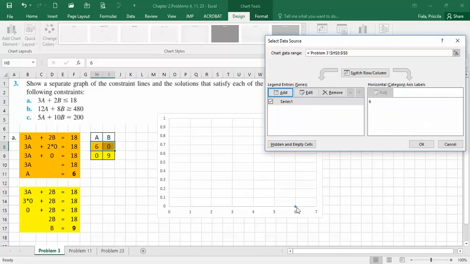So now, here's my point. When B right here is 0, my A is 6. This is my A. This is my B.